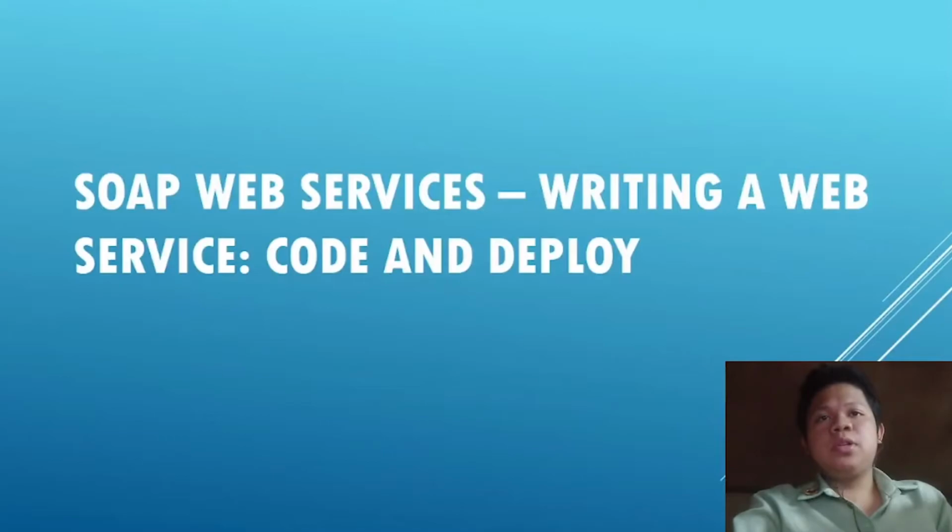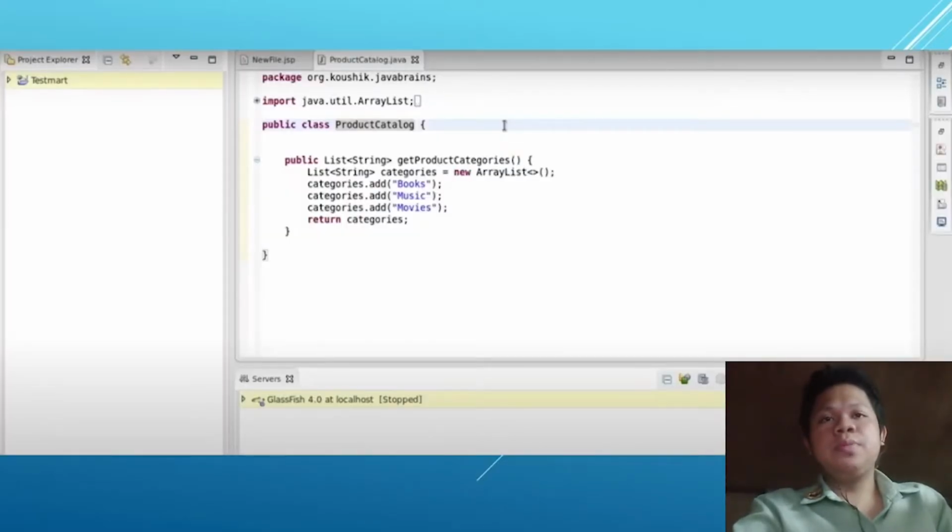In the previous tutorial, we covered creating a web service in Eclipse and setting up the application TestSmart. Now, for the continuation of the tutorial, we convert the simple Java class from the previous tutorial into a web service, deploy it into Glassfish, and test it by submitting a SOAP request and getting the SOAP response.